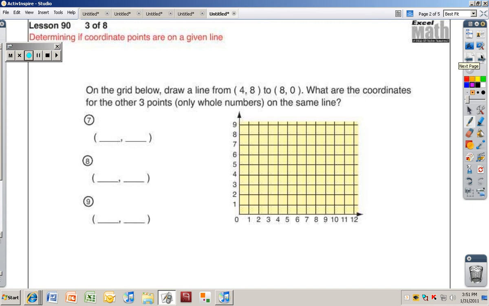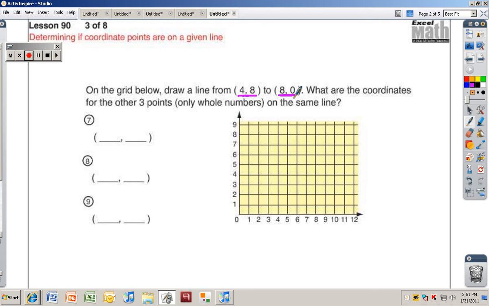It says on the grid, draw. This is how you're going to actually do these on your guided practice and your homework when you do these types of problems. The line's not going to be given to you. On the grid, draw a line from 4-8 to 8-0. Can't tell you how many kids, even in the high math group, are having a lot of trouble with these types of problems. So be real careful.